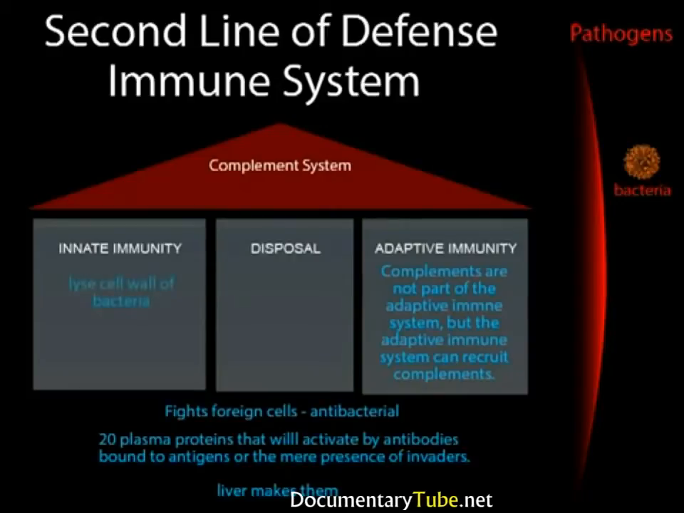They can lyse bacteria. The complement proteins combine to form a hole in the plasma membrane of the foreign cells, particularly bacteria. This causes its components to leak out, killing the foreign cell. Not only can the complement proteins lyse bacteria, but they can also attract phagocytotic cells. The phagocytotic cells can then destroy the bacteria by eating them.